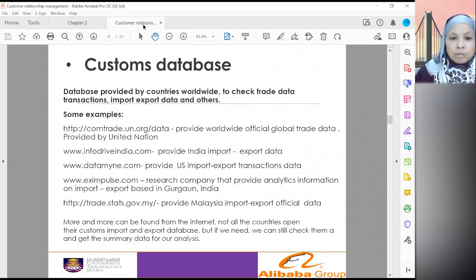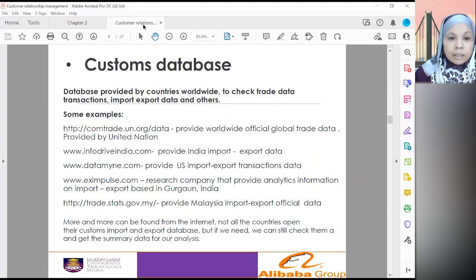Here are some of the customs databases that you can find in various countries. The United Nations provides comtrade.un.org, official global trade data. Again, we are talking about B2B, so if these companies are doing international trade, their data will be on the United Nations database. So you know that the company is not a fraud.